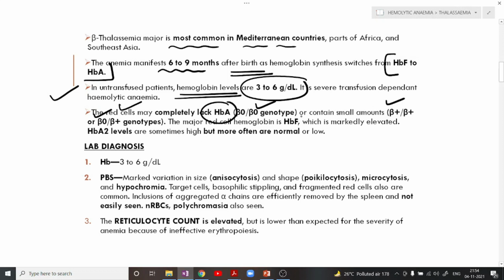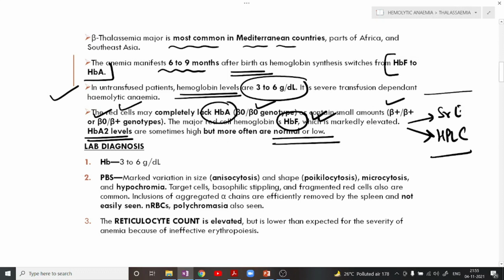Now over here, the major amount of hemoglobin in the individual is in the form of HbF, and this we are going to see by serum electrophoresis. Along with that, we are also going to see HPLC. We are going to see the graphs also. Remember, the HbA2 level in beta thalassemia major is more or less normal or low.